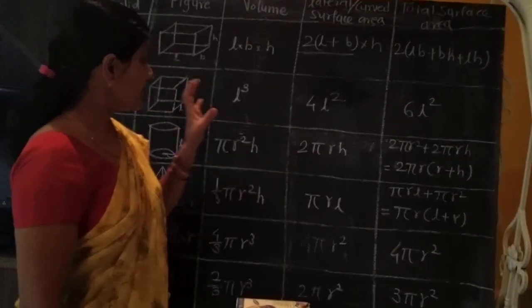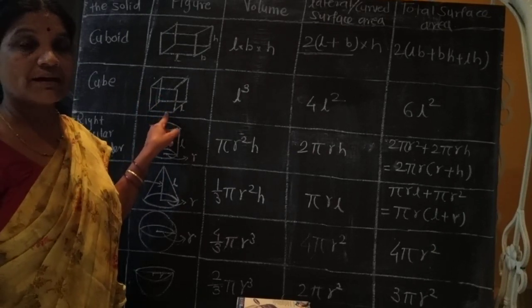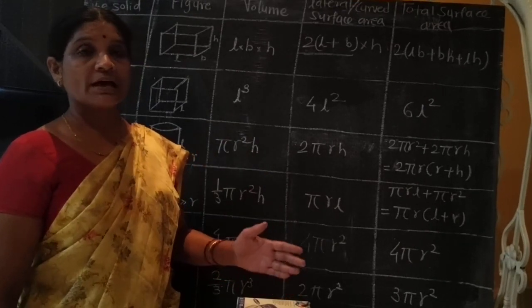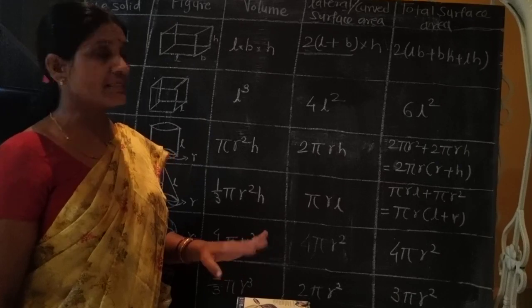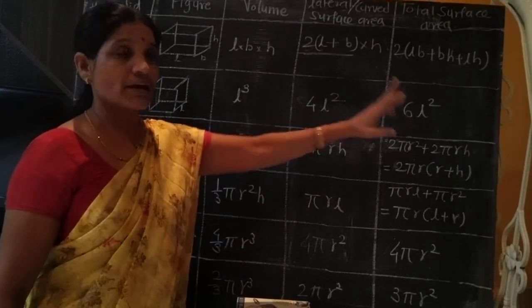Why is it so? Each surface has the area L square, and each surface of the cube is square in shape. There are totally 6 surfaces to a cube, and that's why its total surface area is 6L square.